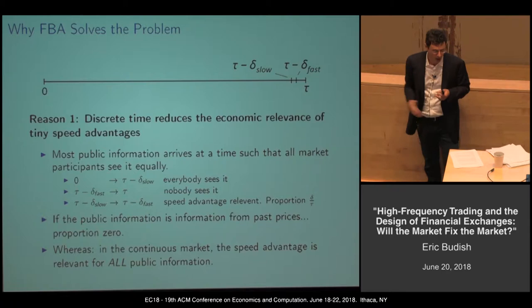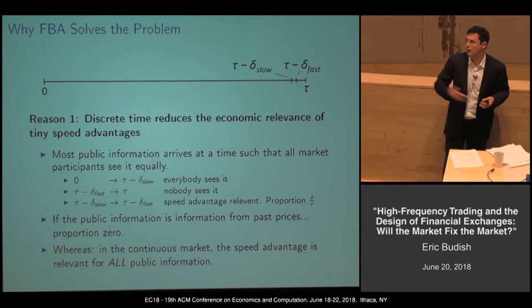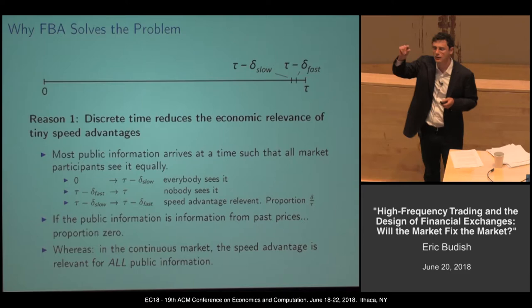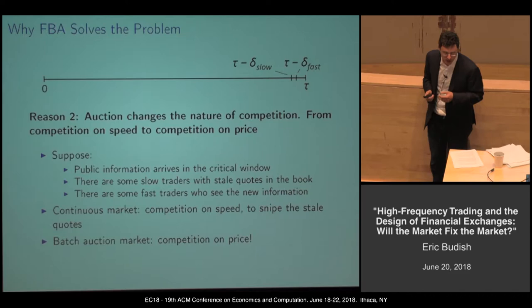Then most information is going to arrive at a point in the batch interval at which all participants can see the information and act on it, or no participants can see the information in time for this interval and act on it. There's only a tiny sliver of the interval, of proportion delta over tau, at which a delta speed advantage is relevant, if the batch interval is tau. The second and more subtle reason is that the auction changes the nature of competition.